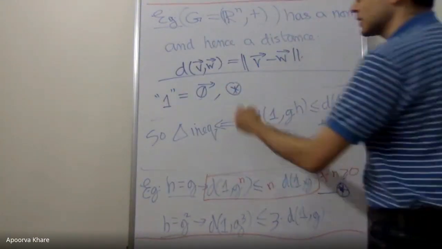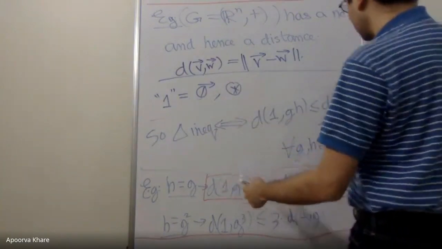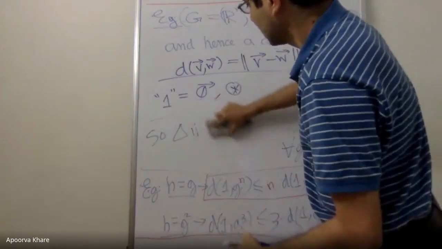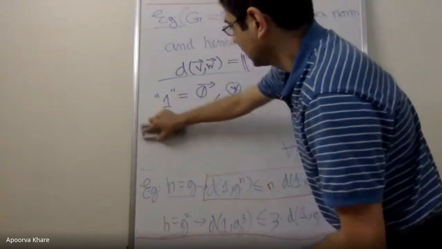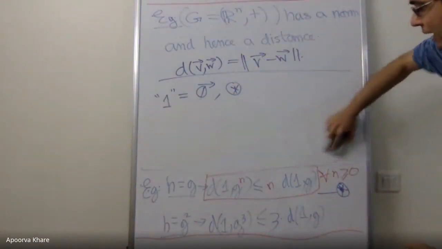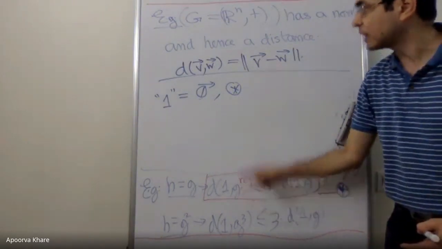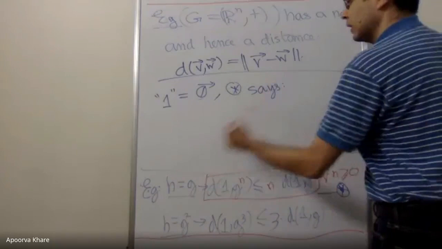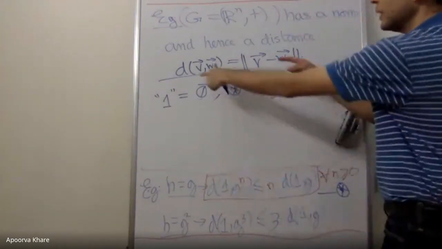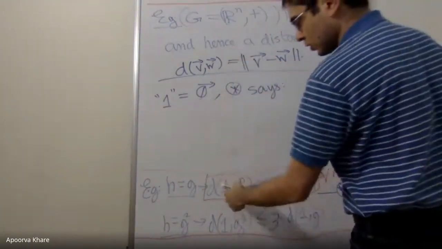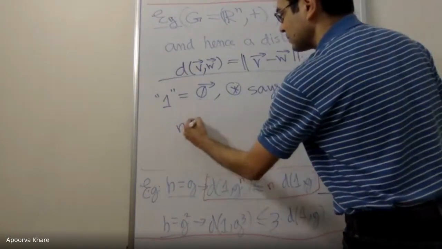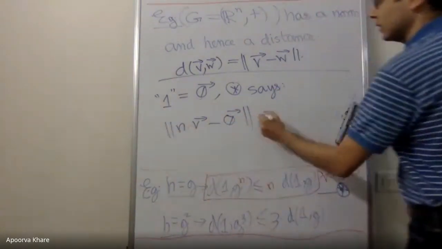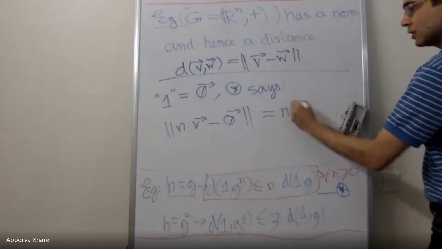So the equation star just says that the distance from 1 to g power n, what is g power n now? The nth power in multiplicative notation is just the nth multiple in additive notation. So star says that, since the distance is the norm of the difference, g power n, which is n times v minus 0, is n times v minus c.